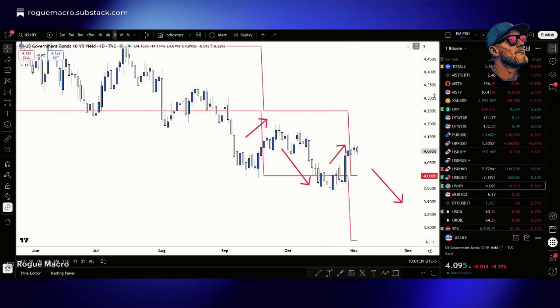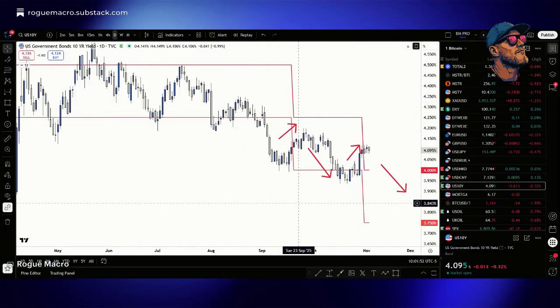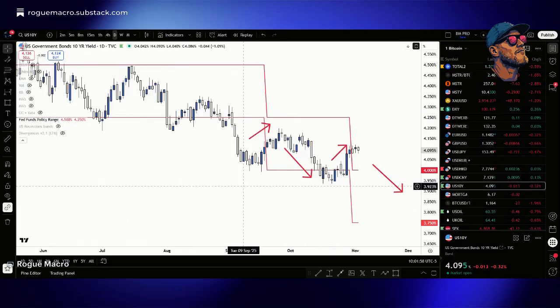All right. So this is the 10-year. This is the federal funds policy range. In its stair steps, you can see they just cut another 25 basis points, between 3.75 and 4% now on their policy. So if we take this off, well, let me talk about this.